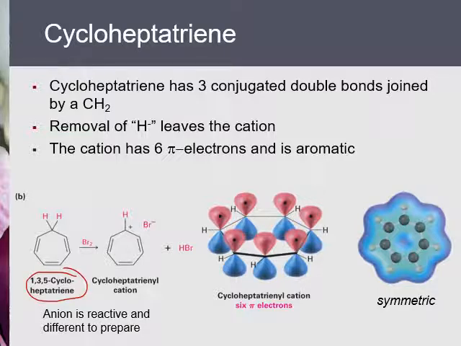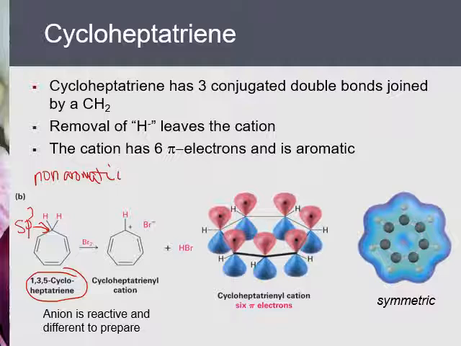Cycloheptatriene contains 3 double bonds. However, because it has an sp3 hybridized carbon, this molecule is not a conjugated system, and therefore it's non-aromatic. It's just like a regular alkene.